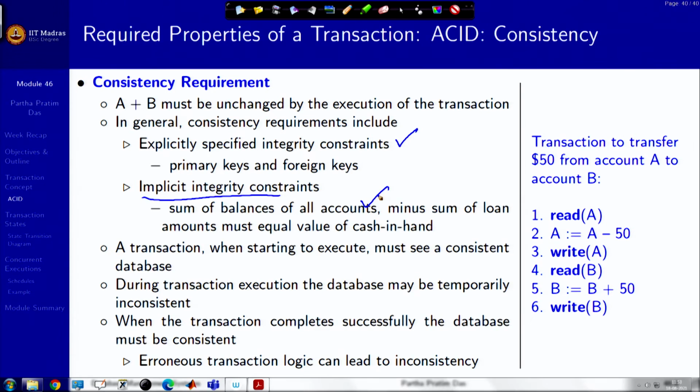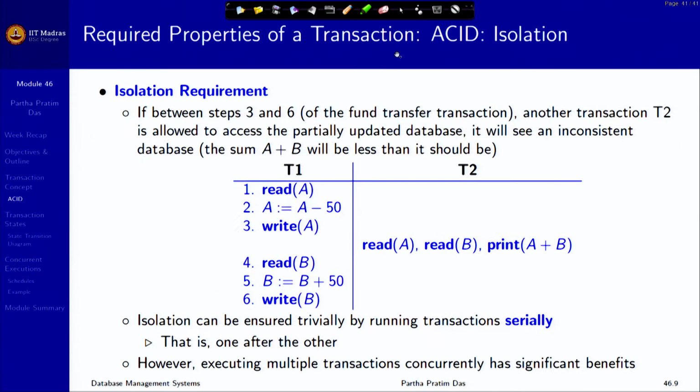Right? So, a transaction, when it starts executing, sees a consistent database. During execution, there may be some inconsistencies created, we will see, but at the end, it has to be back to a consistent state. So, that is the second property.